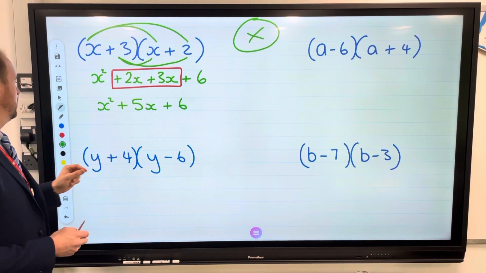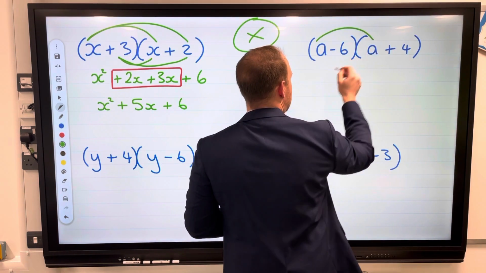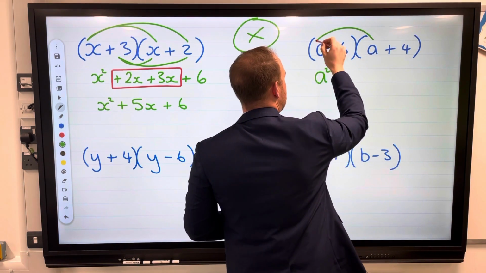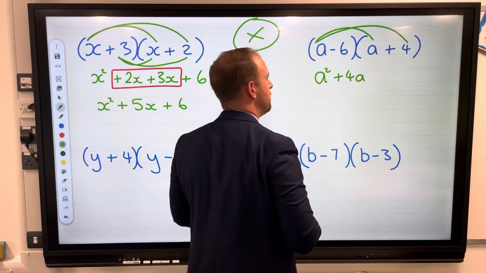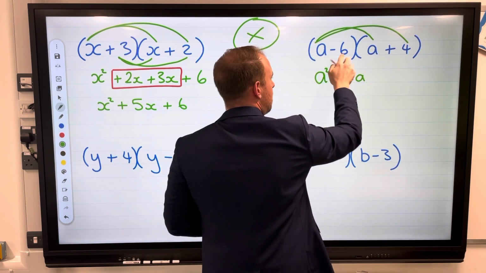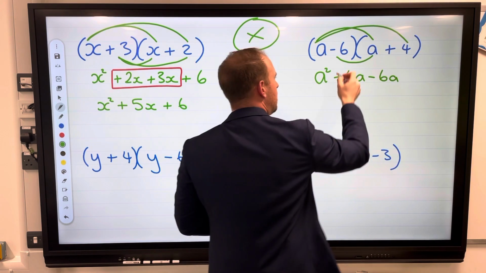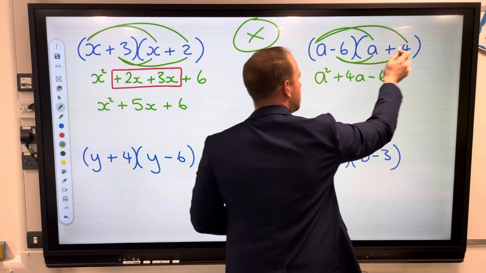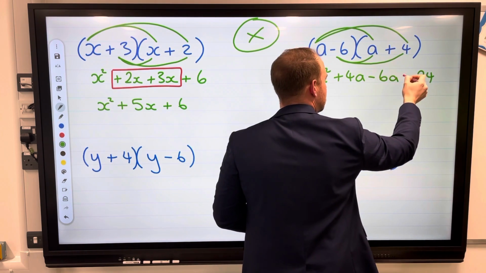This order that I multiplied each of the terms by is the same on every single question. So here then, I start with my a times a, which is a squared. a times positive 4 is positive 4a. Now I've concentrated on my a, that's done. I'm now going to look at minus 6 times a for minus 6a. Be careful now, 6 times 4 is 24.